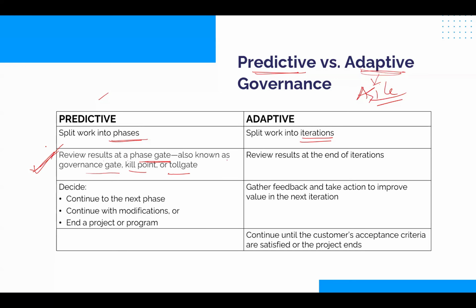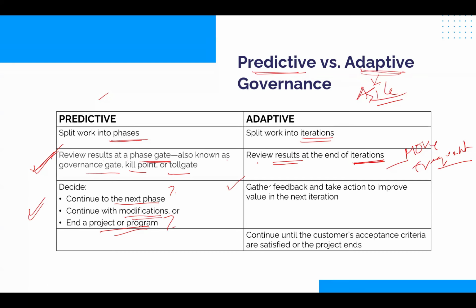But in an agile or adaptive kind of environment, you review the results more frequently, that is at the end of iterations. Iterations would tend to be generally more frequent than phases, right? So in other words, it is more frequent in agile, and in case of predictive, it is less frequent. And in predictive, the gates that we have are more to decide, shall we continue to the next phase, or shall we stop the project, end the project or program, or do we continue with modifications? This is what you decide, a major decision, whether or not to continue.